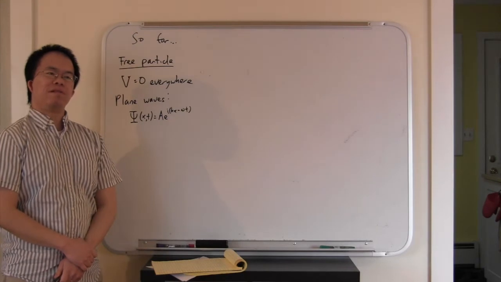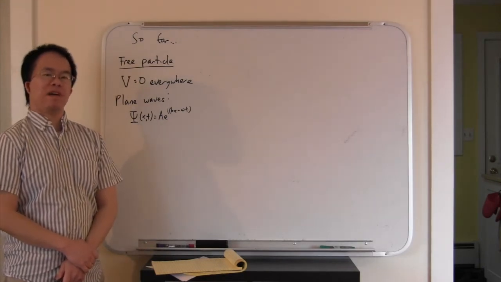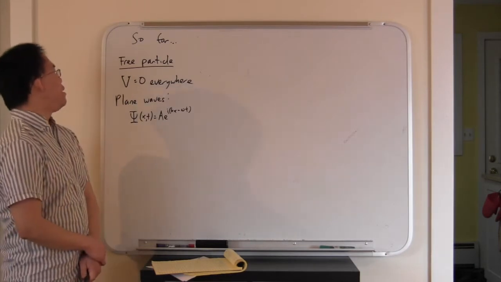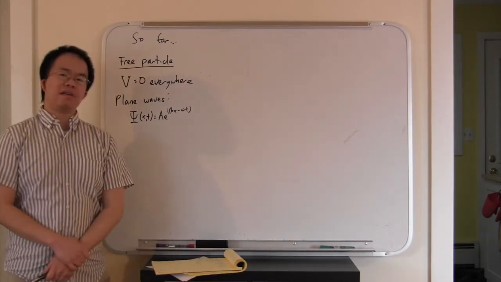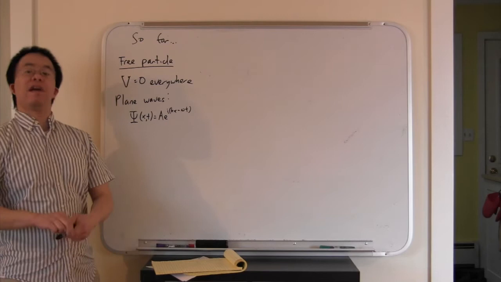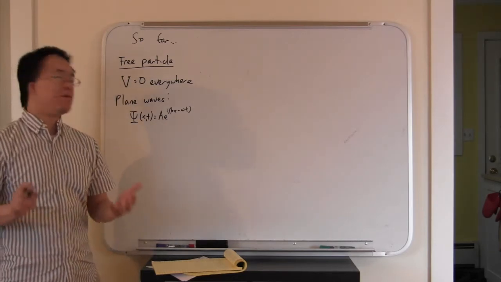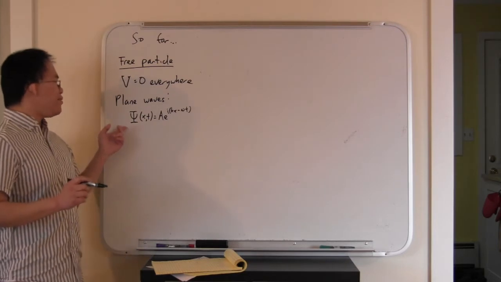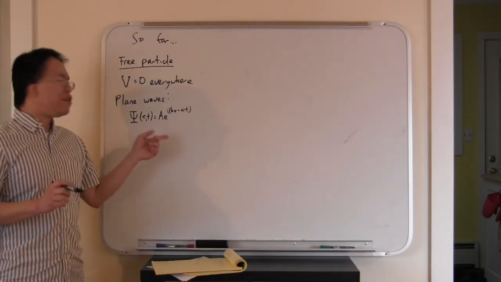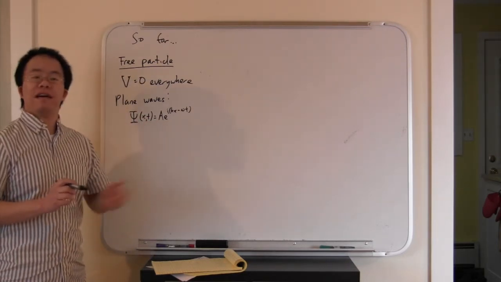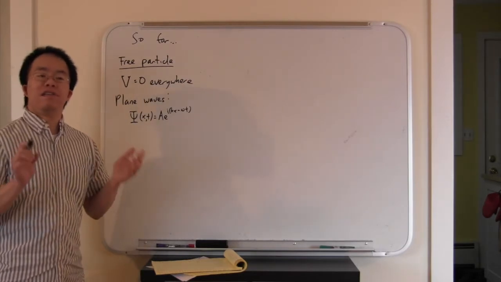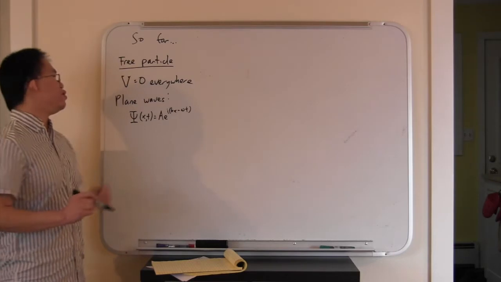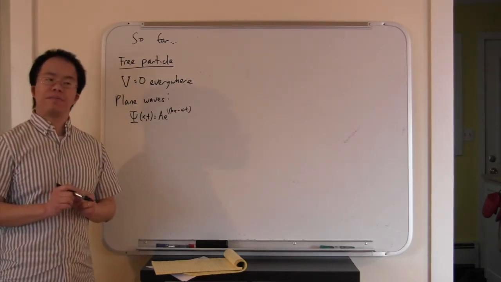I first want to remind us a little bit about what we've done in one-dimensional quantum mechanics so far. We began by considering the free particle, which has a potential energy of 0 everywhere. And we saw that plane waves, a wave function that goes like e to the i(kx minus omega t), is a solution of the full time dependent Schrödinger equation for a free particle.